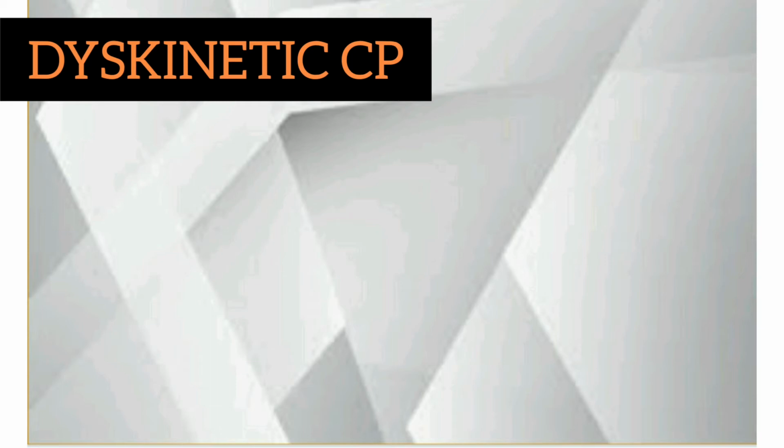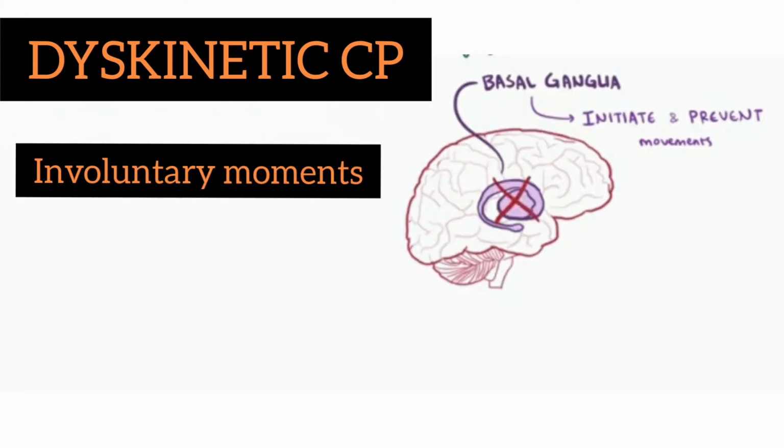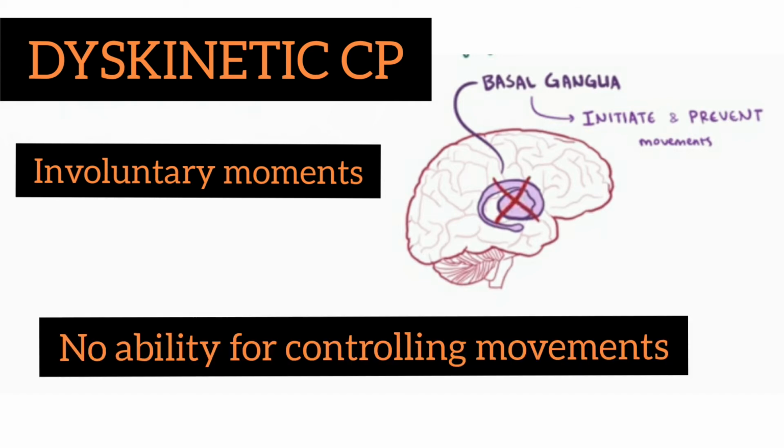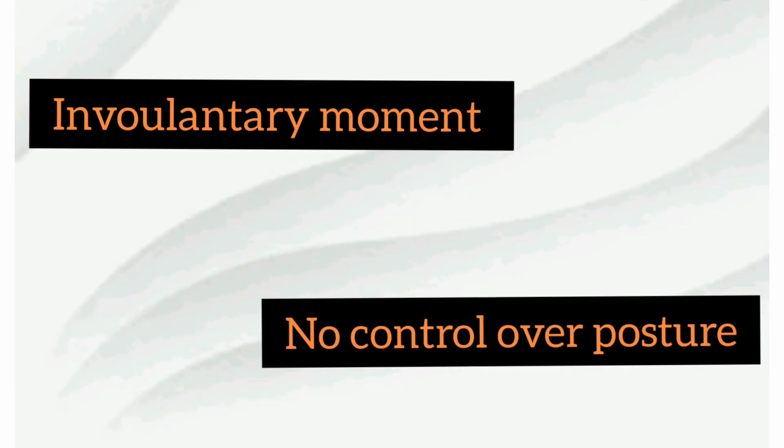Now let us know the second type of cerebral palsy, which is dyskinetic cerebral palsy. Dyskinetic cerebral palsy involves damage in the basal ganglia in your brain. The basal ganglia is a part which sends the signals for coordinating movements. So when the basal ganglia is damaged, obviously the movements are not controlled in the body, and the patient can lose the ability for posture and movements. This results in involuntary movement, which is out of control from the patient's side.